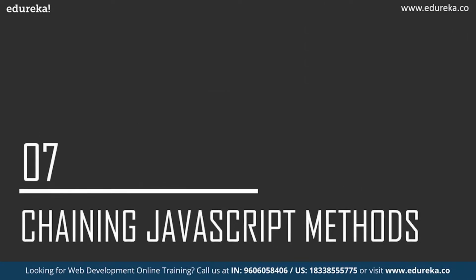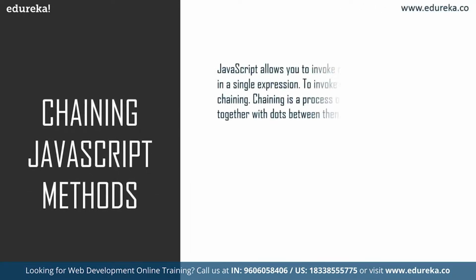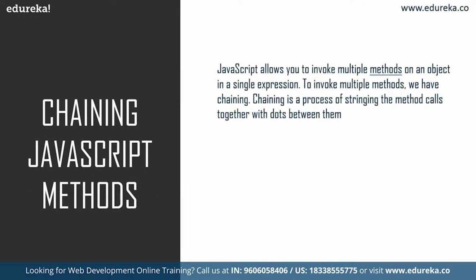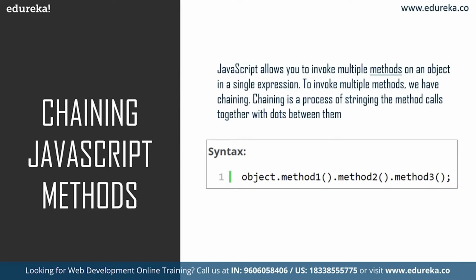Now the next thing that we're going to talk about is chaining JavaScript methods. Now JavaScript allows you to invoke multiple methods on an object in a single expression. Now to invoke multiple methods, we have chaining. This is a process of stringing the method calls together with dots between them. The syntax for chaining is very simple. We just take the object dot method 1, then add dot method 2 dot method 3. This is how you chain the different methods together.